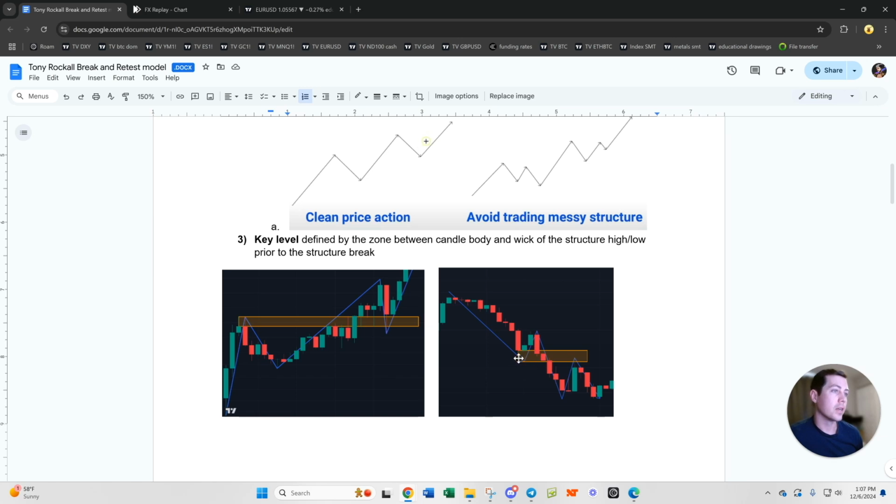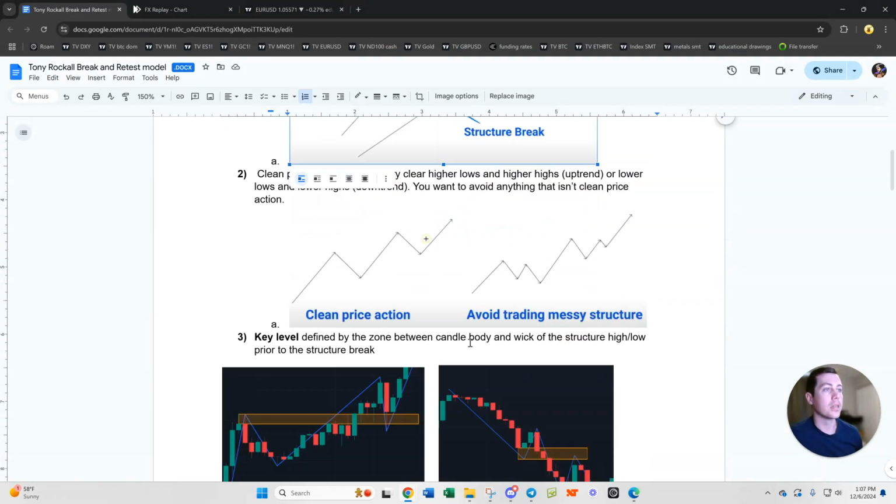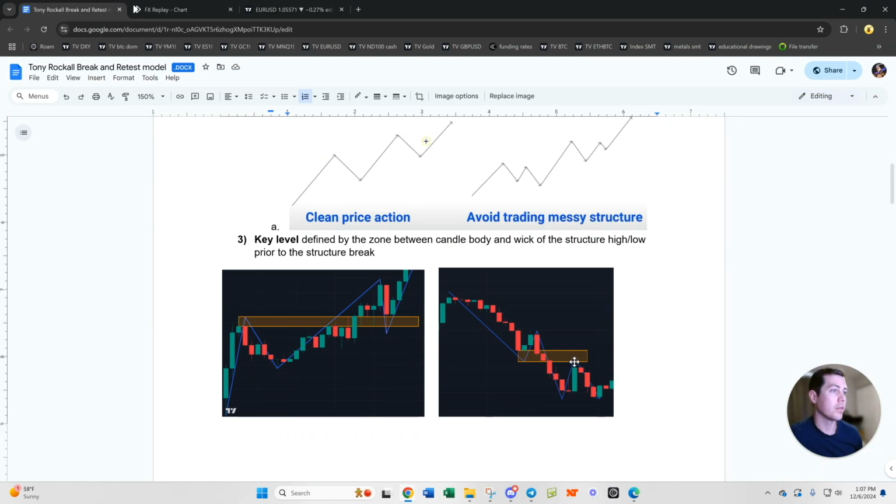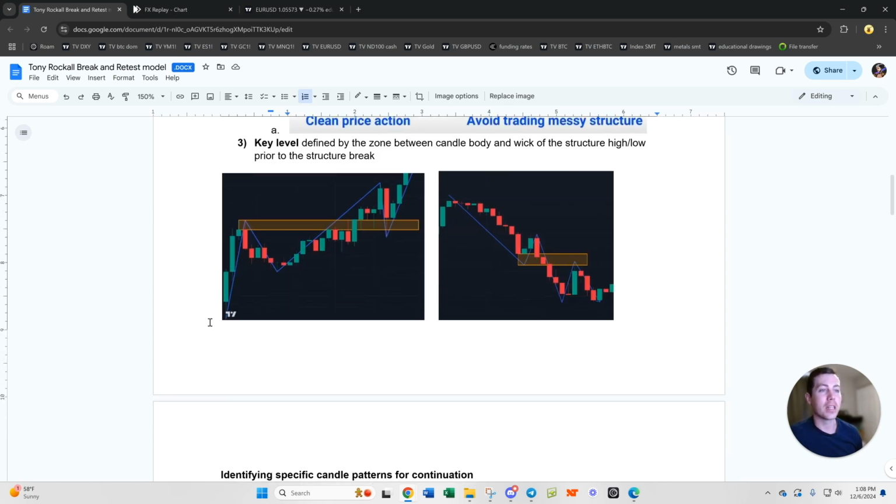And then vice versa for a downtrend. It would be the zone here, including the wick and body lows of the structure low before you see a break of structure and then a retest for a short. So we'll use that as our guideline for the key level, and obviously it's not a specific line. Most of you guys know at this point that supports and resistances are usually more zones than specific levels.